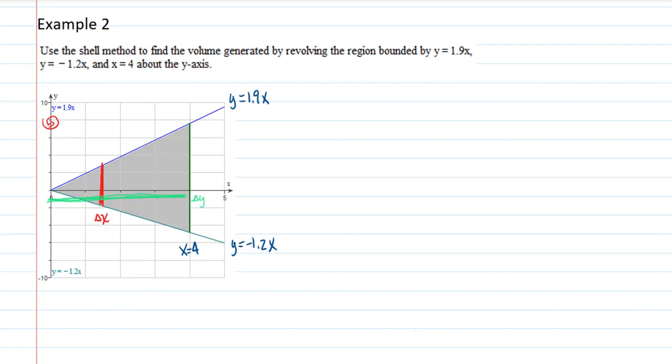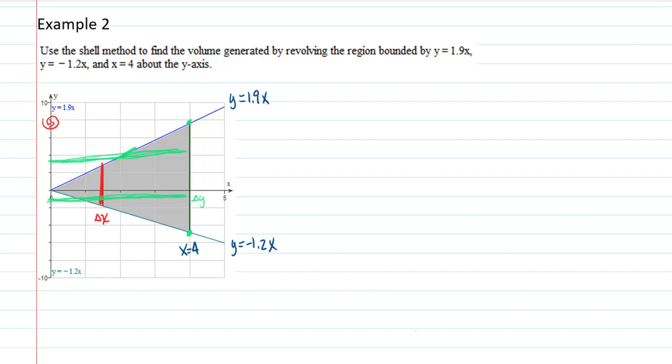When I go above the line x equals 0, the function on the left-hand side changes. So here I would have for the right-hand side x equals 4, but for the left-hand side I would have this function y equals 1.9x. So because I've changed functions, I could not just integrate it from this point to this point along the y-axis. I would have to set up two integrals and do the first integral from this point right here to 0, and then from 0 to this point right here using two different functions for the left-hand side.